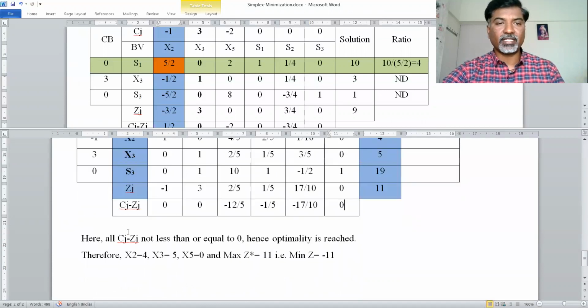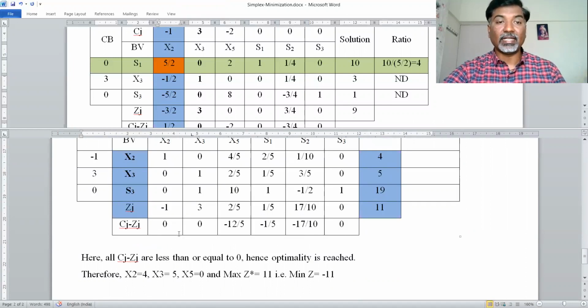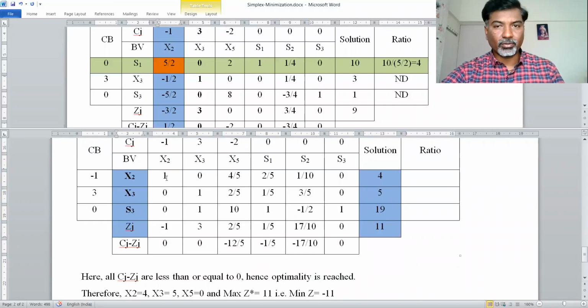So what is next? Here all Cj minus Zj values are less than or equal to 0. Hence, optimality is reached. This is the end of your example. Therefore, what do you have to take into consideration? What is the value of x2? For x2, the value is 4. For x3, the value is 5. For s3, the value is 19.